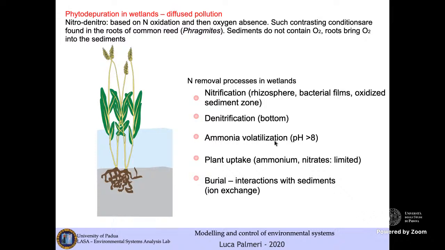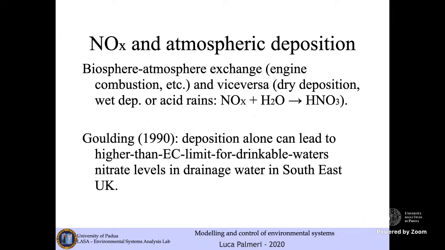But please remember that ammonia volatilization is a highly pH controlled process. So it takes place only for pH that are larger than 8, so in very basic conditions. And then another process for nitrogen removal is the plant uptake that takes away ammonium and nitrates from the water body, from the water, and transfers them to the plant for production of organic matter. And then you have a barrier process. So it is an interaction with sediments, so that moves nitrogen in the sediment.